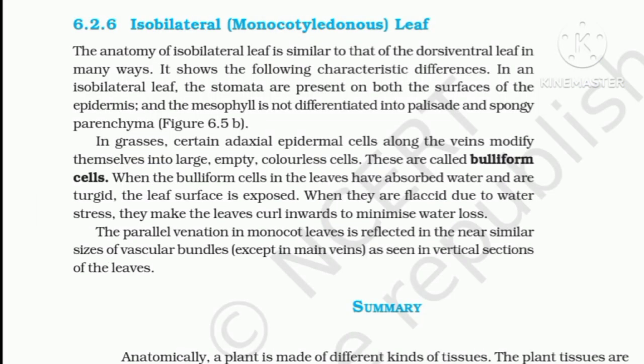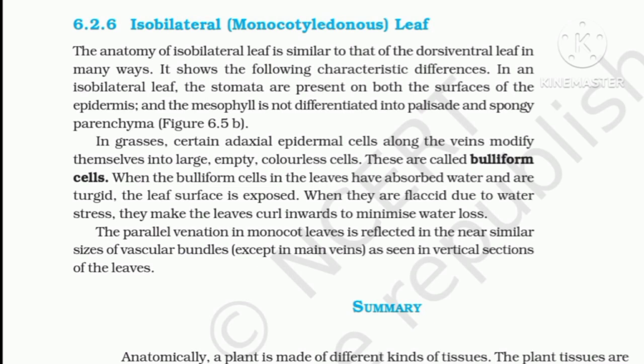Isobilateral monocotyledonous leaf. The anatomy of isobilateral leaf is similar to that of dorsiventral leaf in many ways. It shows the following characteristic differences. In an isobilateral leaf, the stomata are present on both the surfaces of the epidermis, and the mesophyll is not differentiated into palisade and spongy parenchyma. In grasses, certain adaxial epidermal cells along the veins modify themselves into large, empty, colorless cells. These are called bulliform cells. When the bulliform cells in the leaves have absorbed water and are turgid, the leaf surface is exposed. When they are flaccid due to water stress, they make the leaves curl inwards to minimize water loss.